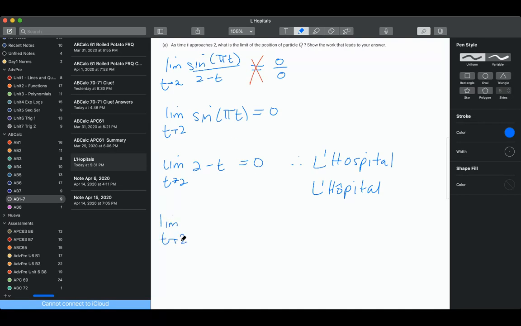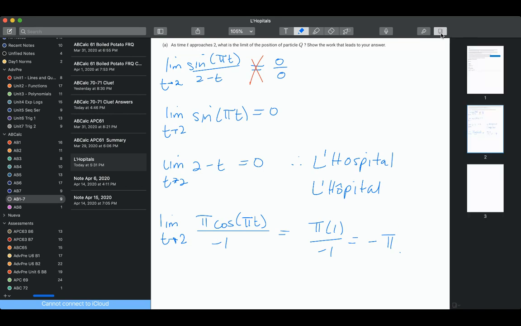Limit as t goes to 2 of the derivatives. So this is going to be chain rule. Derivative of my inside will be pi. Derivative of the outside, cosine pi t, all over 0 minus 1, so negative 1. Applying my limit, cosine of 2 pi is 1, so I get pi times 1 over negative 1, which is negative pi. And there's my final limit. I don't need to go back and rewrite this original limit. I can leave it just like this.